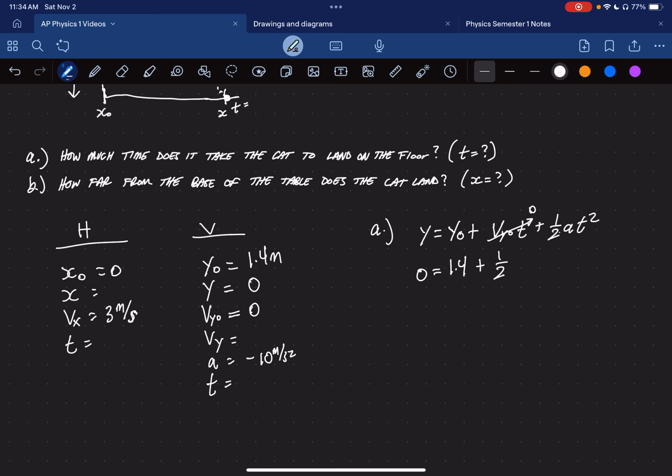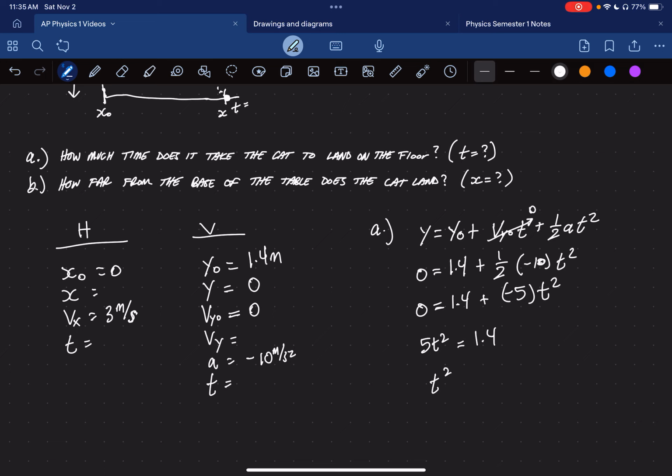And so I'm just going to keep writing 1/2 acceleration, which is -10, t squared. We will often get 1/2 times -10, which would be -5, so you just remember it. Cool, we need to solve for t. I like to add 5t squared to both sides of the equation.